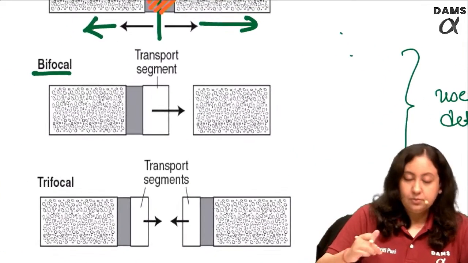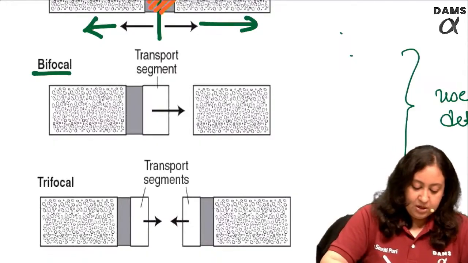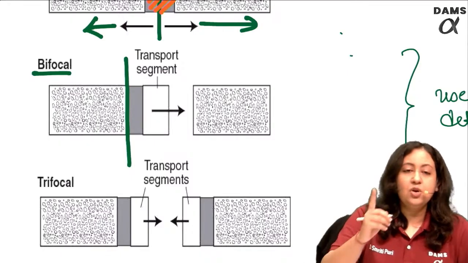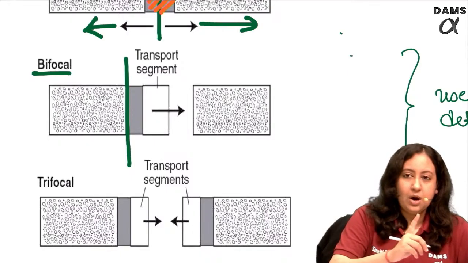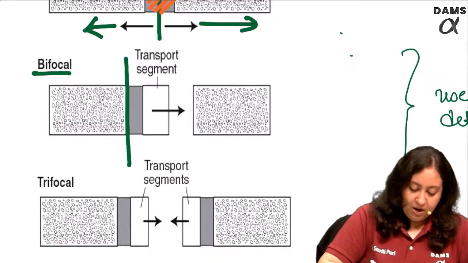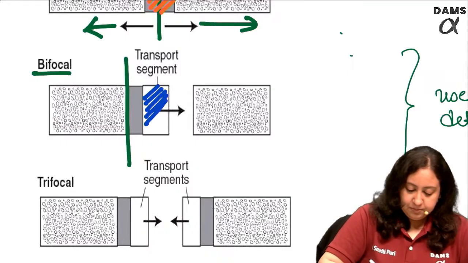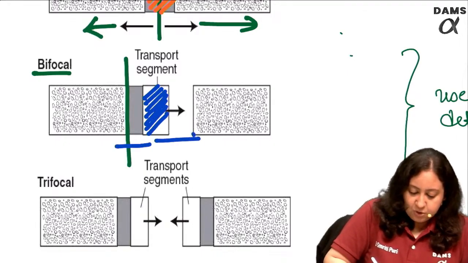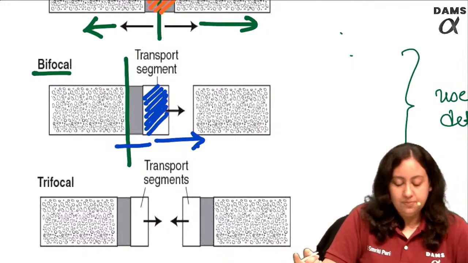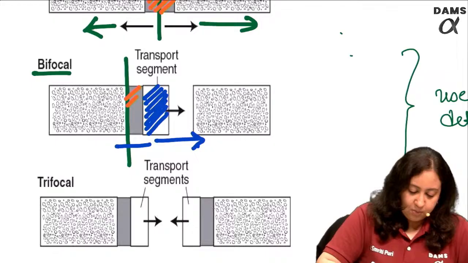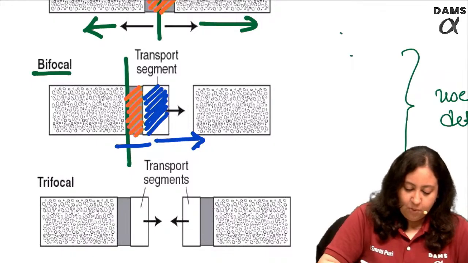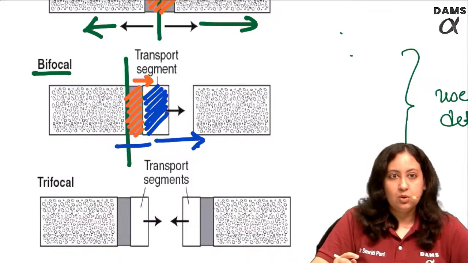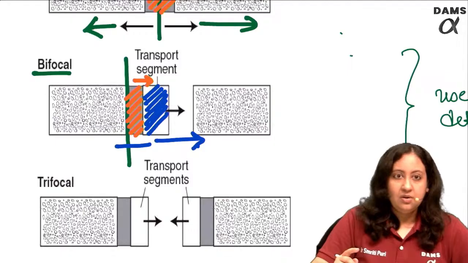So now what you do in bifocal is you do an osteotomy only at one end, so there you now have a transport segment. You put a distractor device here so that this transport segment goes and joins the other bone and new bone is formed. It will also keep forming as the transport segment keeps moving forward. Okay, this is bifocal. Fine.